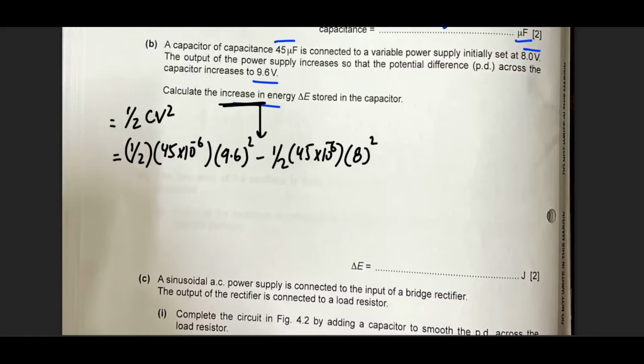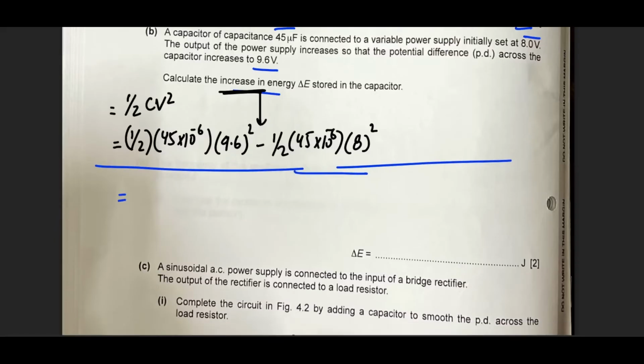Now you can quickly realize that this was one way of doing it, or you could just simply have taken the difference of the voltage square. So this could have been done in a single step as half 45 into 10 raised to the minus 6 into 9.6 square minus 8 square. And you can see that you can take the common out of this very easily.